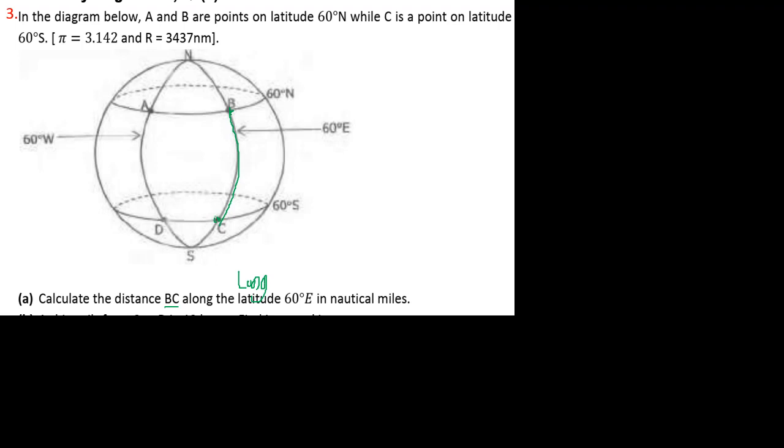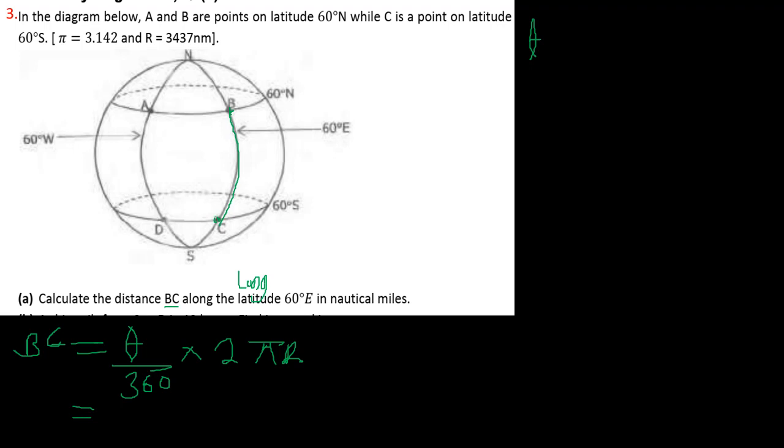So remember this distance along a longitude line, we'll say BC, is equal to theta divided by 360, multiplied by 2 pi r. Since it is on a great circle, which is the longitude, we do not multiply by cos alpha. So the first thing, let us find the theta, which is the difference. Let us find the difference between B and C in latitude.